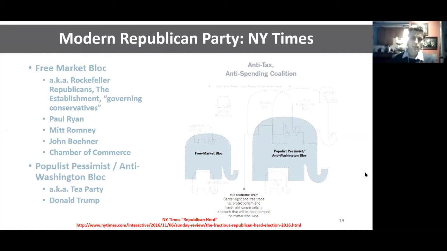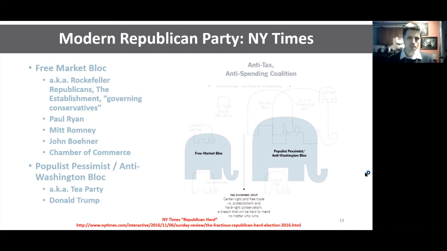Then you have the anti-tax, anti-spend coalition. There are two primary blocs here. You have a group shown on the left, the free market bloc. This would also be known more traditionally as Rockefeller Republicans, more recently the establishment or governing conservatives. These are people like Paul Ryan, Mitt Romney, John Boehner. And in full disclosure, my guess is that most of the conservative caucus within CCL would mostly identify with this group. That's definitely true for me, and I think for probably some others as well.